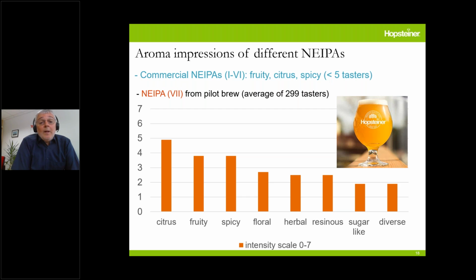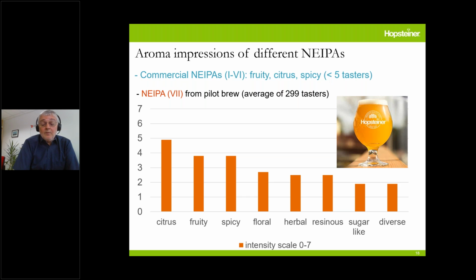And here you see the average values on the aroma impressions feedback of the tasters. We have an intensity scale from 0 to 7, and the most intense aroma that was judged by the tasters was citrus. Almost 5 was the score here, and the next most intense expressions were fruity and spicy. So it's very well in line with the feedback of our small panels on the commercial beers.